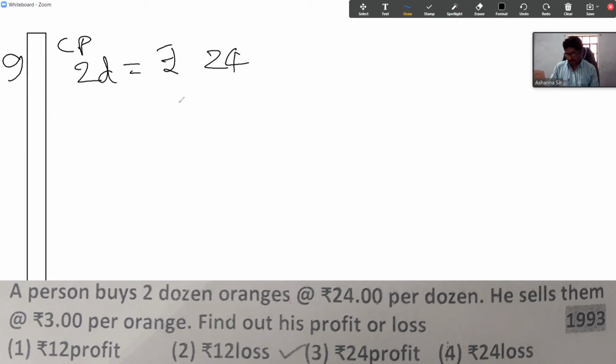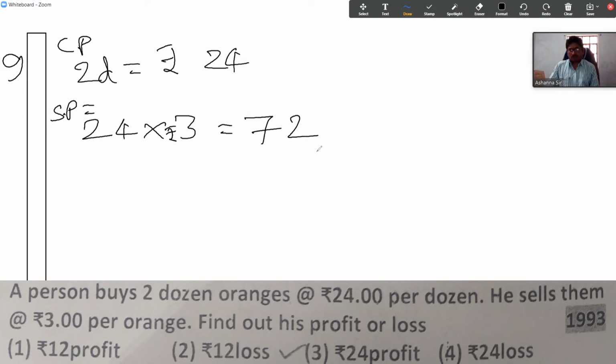He sells them at 3 rupees per orange. 2 dozens means 24 oranges. So selling price is equal to 24 at the rate of 3. We know the 24 table. 24 ones are 24, 2s are 48, 24 3s are 72. So 72 rupees is the selling price.